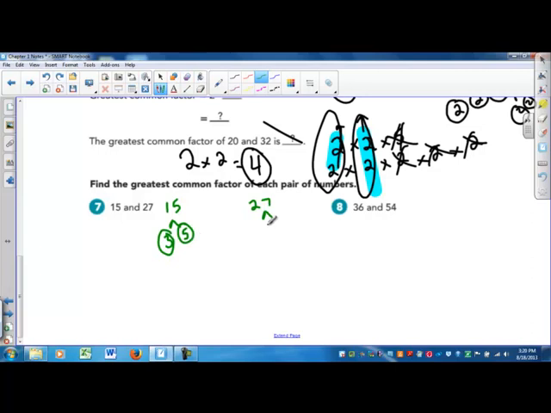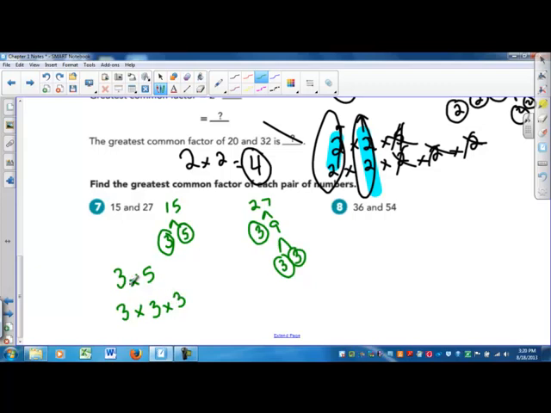Okay? 27, I know that I can break that into 3 and 9. I knew that 3 was a factor of 27. Again, if you think back to the rule I taught you, if you add the digits, 2 plus 7 is 9. 3 is a factor of 9. Okay? Then we circle 3 because it's prime. And then 9 would be just 3 and 3 there. Now we have our prime factorizations. We have 3 times 5 for 15, and we have 3 times 3 times 3 for 27.